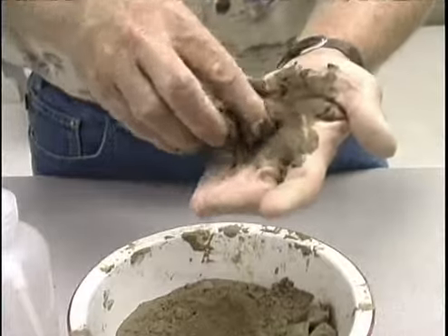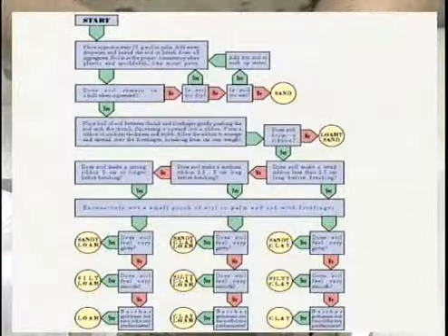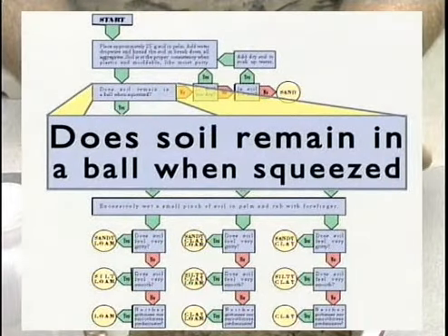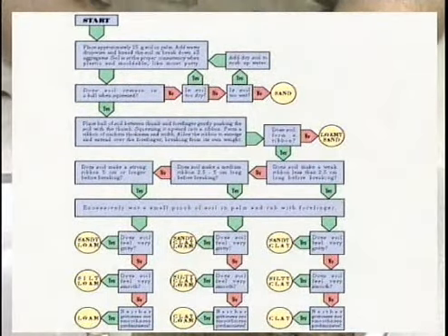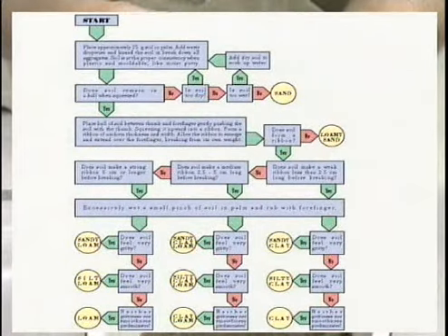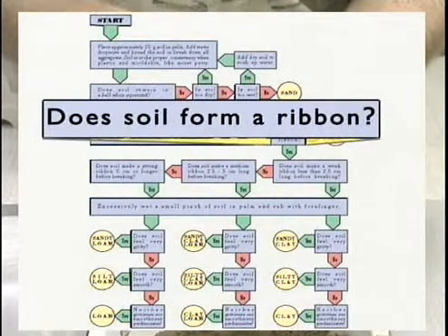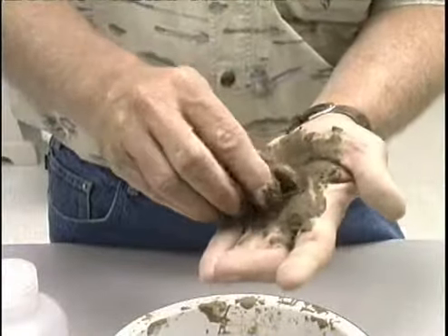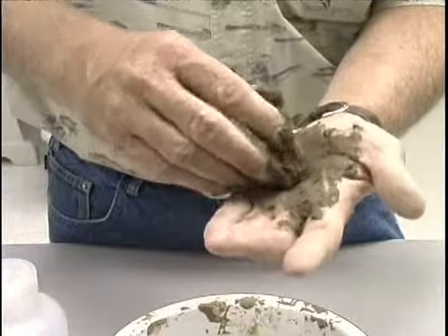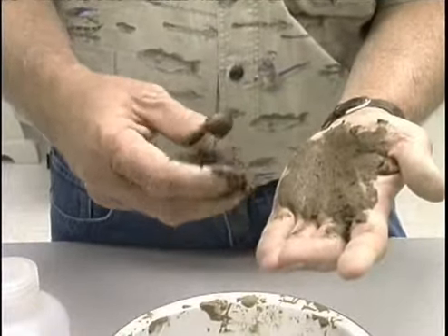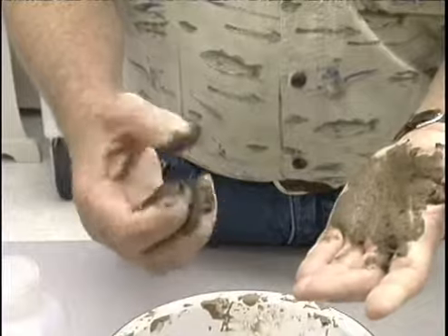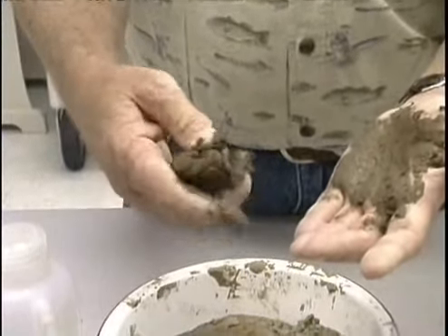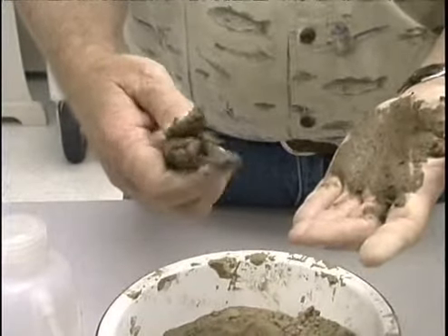So once I've formed this ball, I can follow through my flow diagram. Does it remain in a ball when squeezed? Very much so. That moves me down the flow diagram to where I can begin my ribboning exercise. This soil, I would expect, based upon the way it's performing in my hand right now, would form a very strong ribbon. The clay content is high enough to where it wants to stick to my fingers to the point to where it actually becomes hard to ribbon because of that.